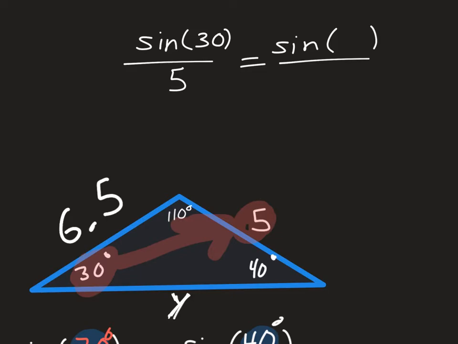Okay, so now what do I want to find? I want to find the y value here. And what's the angle opposite it? 110. So I'm going to be using this set so that I can solve for y. So I'm going to go the sine of 110 divided by y.